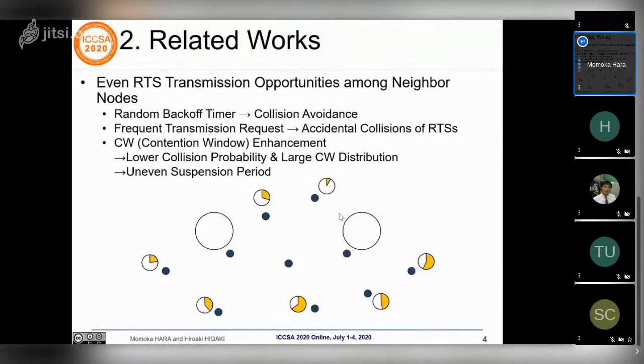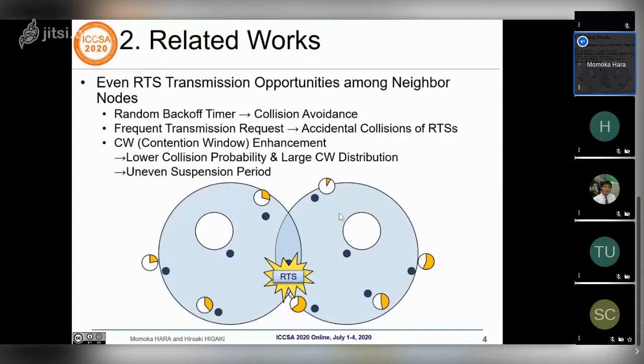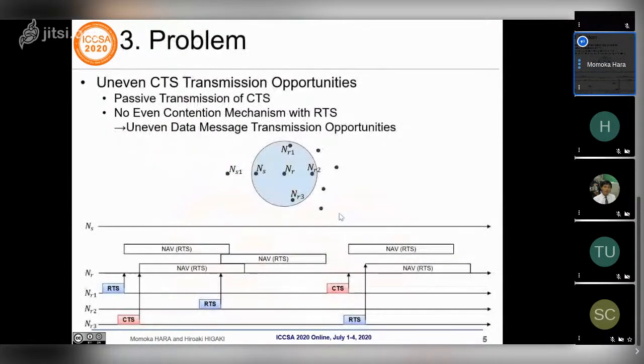Most of the related works proposed methods to provide even RTS transmission opportunities to neighbor nodes. Though various methods for even RTS transmission opportunities have been proposed, opportunities for CTS transmissions are uneven among neighbor nodes. This is because a CTS message is transmitted passively in response to receipt of an RTS message, and there is no even contention resolution mechanism among RTS and CTS message transmissions.